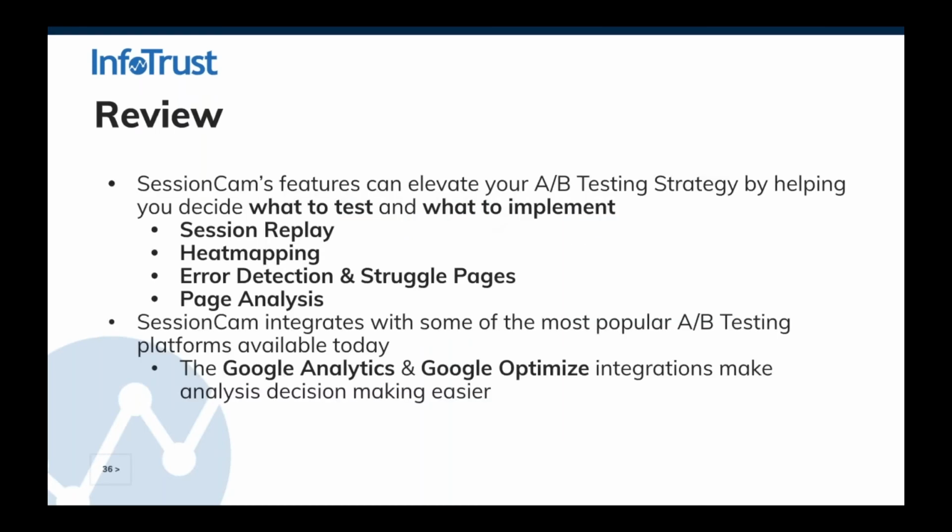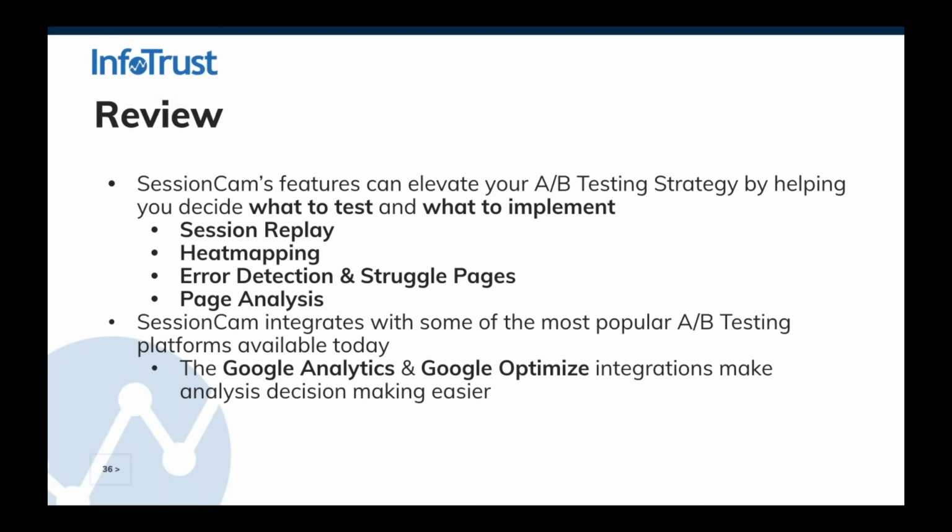So we've talked about SessionCam and all of its features, how they can elevate your A/B testing strategy by helping you to decide, first of all, what to test, and finally, what to implement after your test. Session replay, heat mapping, the error detection and struggle pages, and page analysis features all help you to determine your priorities for testing and make decisions after you've run your test.